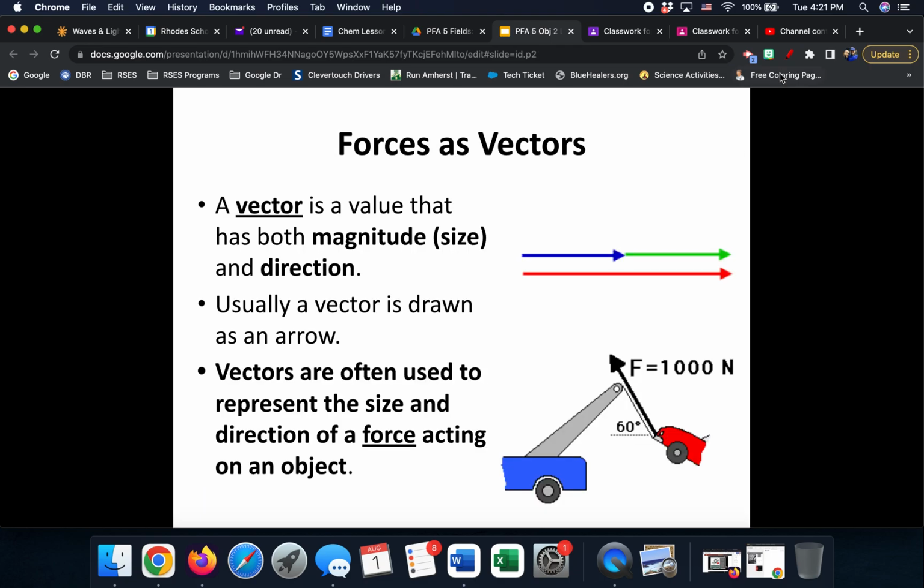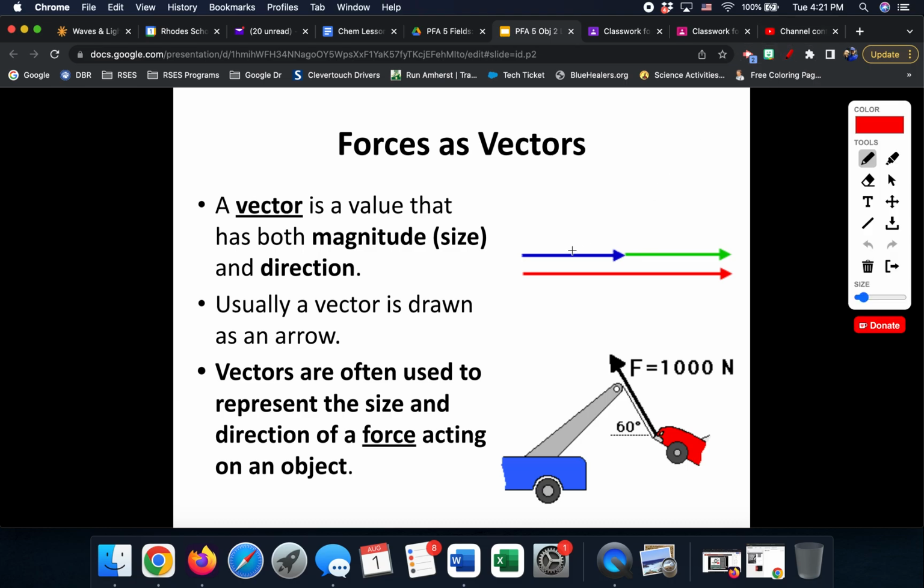So, we're going to talk about vectors. When we're talking about forces, we're going to often illustrate them as a vector. And before I explain what those are, here's a vector, the blue line. Here's a vector, the green line. And here's one, the red line. My guess is they're so intuitive that you can figure out some things. So looking at those three vectors, which one do you think is the strongest?